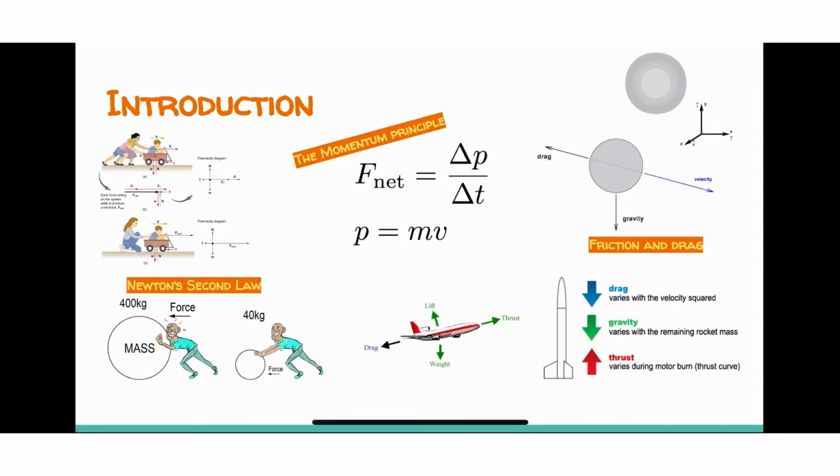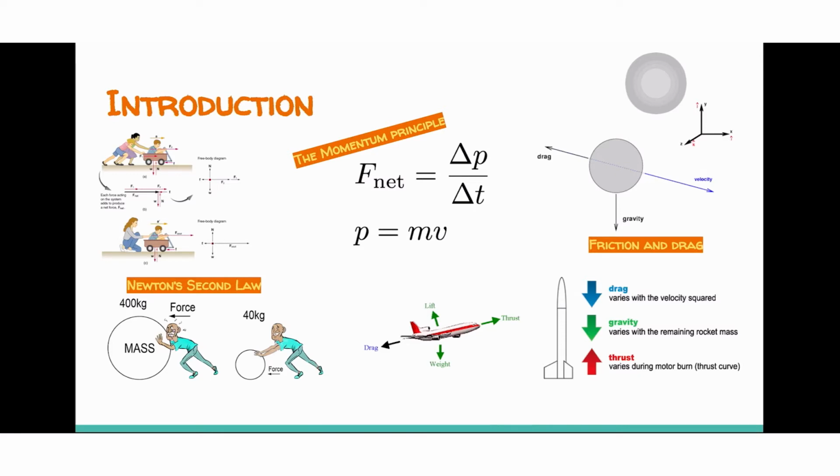So to continue this introduction, here are a few images describing Newton's second law, the momentum principle, and friction and drag. First off, Newton's second law can be described as the acceleration of an object as produced by the net force is directly proportional to the magnitude of the net force. In other words, the more force applied, the faster it's going to go, or the faster it's going to accelerate. And also, the acceleration depends on the mass, and the acceleration depends on the force.